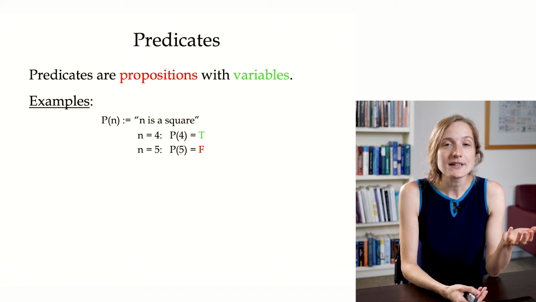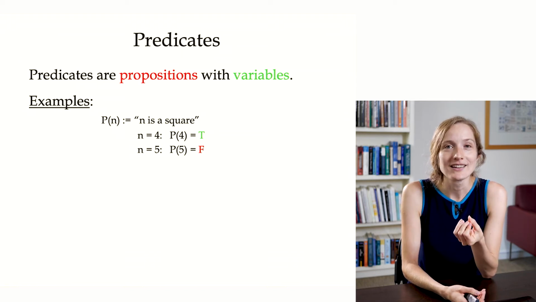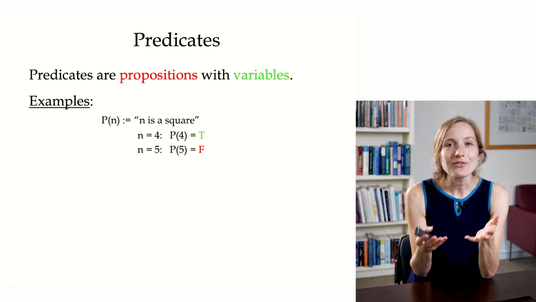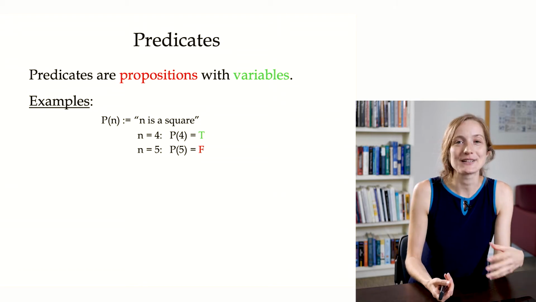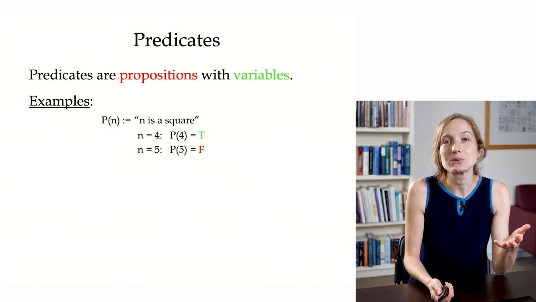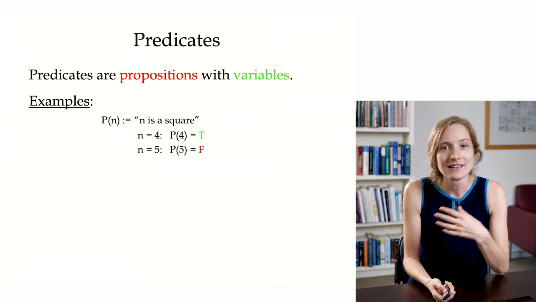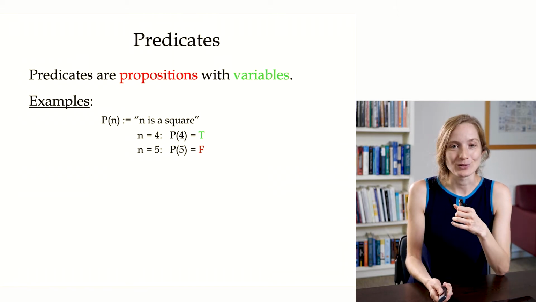For example, consider the predicate P(n), which outputs whether the input n is a square. So I can plug in, for example, P(4) is equal to true, because 4 is a square, but P(5) is equal to false.